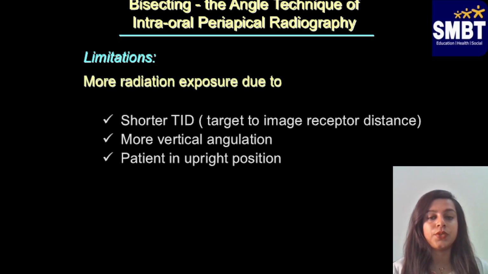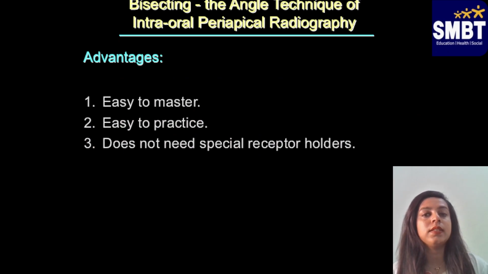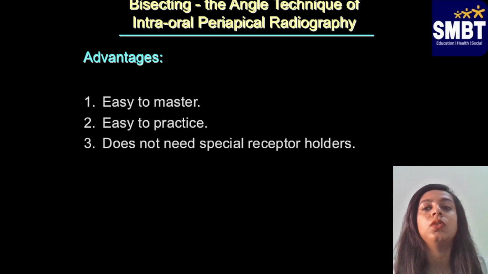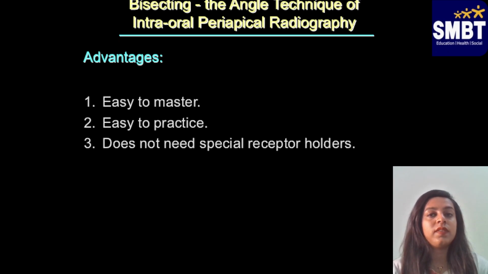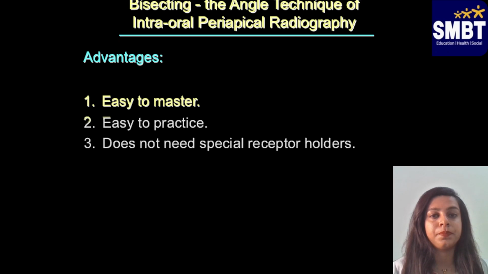The limitations related to radiation exposure are that there is more exposure due to a shorter TID, more vertical angulation, and the patient in upright position. The advantages of this technique are that it's easy to master, easy to practice, and does not need special receptor holders. So in a mass practice, it's always easy to perform this technique because you will not need a special image receptor. Also, it's less time consuming compared to the other technique and easy to perform.